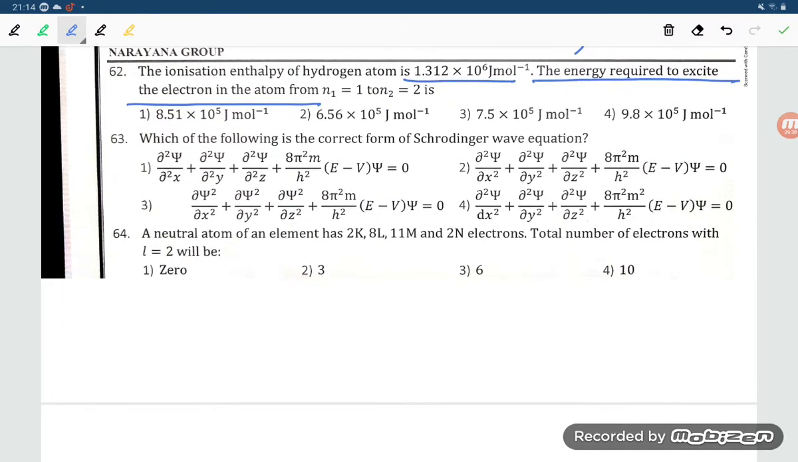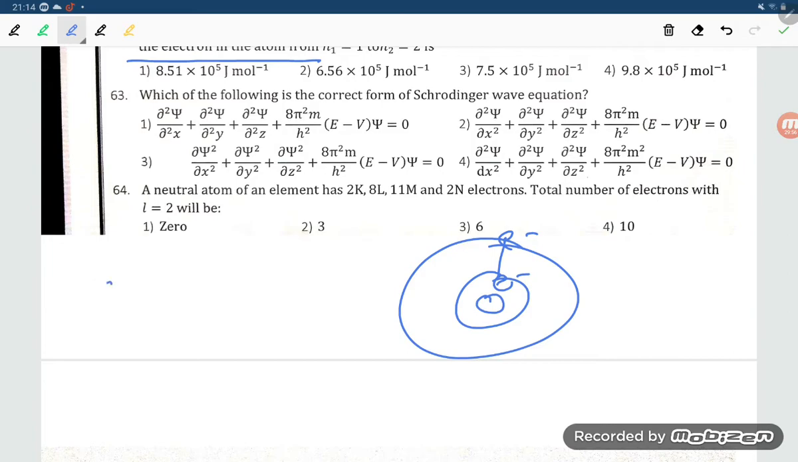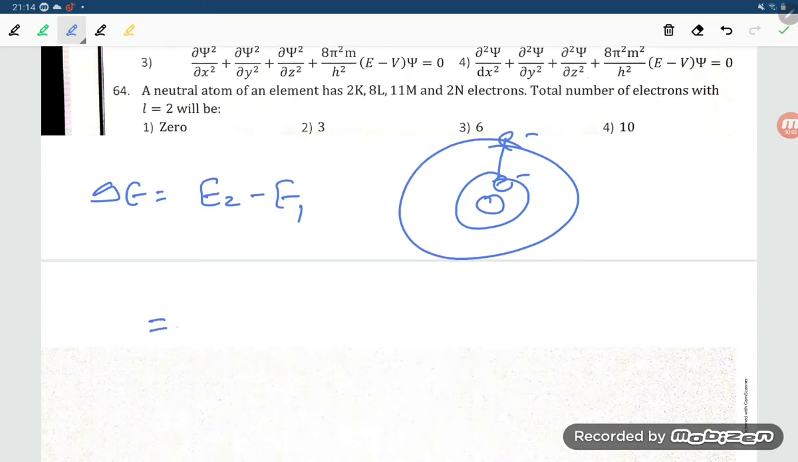They are saying the energy required to excite the electron from n1 to n2. Suppose this is the nucleus, this is the first level, and the electron is jumping from here to here. So delta E is equal to what, student? We know E2 minus E1. That is one formula for ionization enthalpy, student. Delta IE. So what is E2?